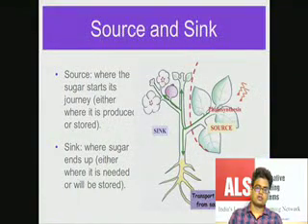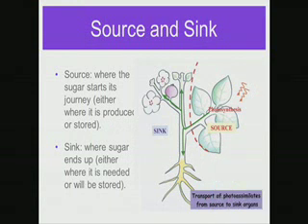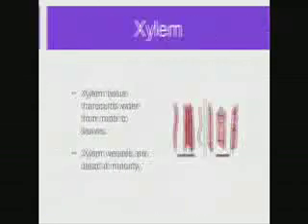Look, source is the part where the sugar starts its journey. It is produced. Normally it is the leaf. Sink is the part where the sugar is ending up, where it is needed to be stored. So, it will travel from leaf to sink.